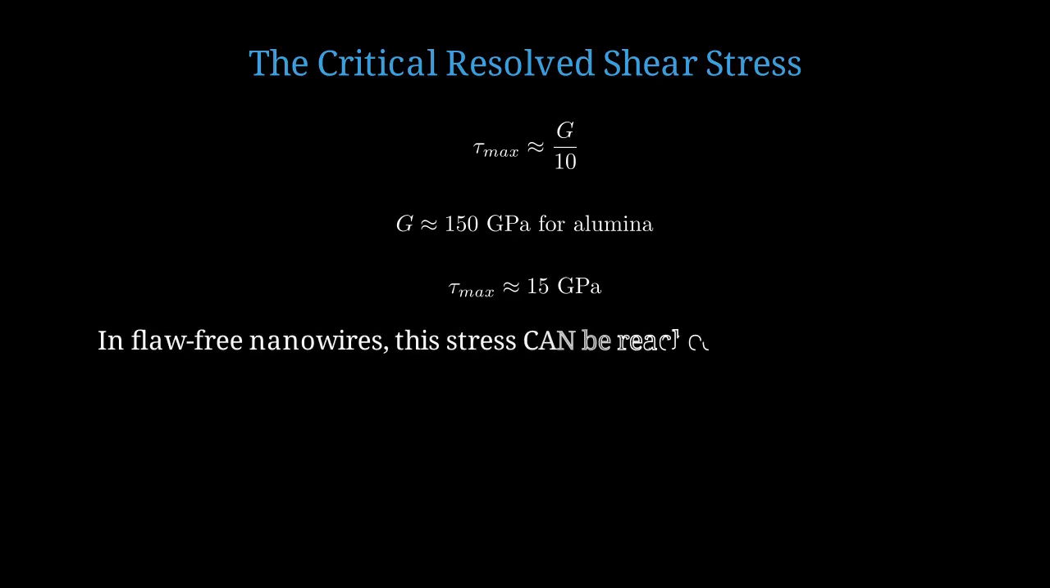There's a theoretical maximum shear stress that a perfect crystal can sustain before dislocations nucleate. It's related to the shear modulus. The maximum shear stress is approximately the shear modulus G divided by 10. This is the theoretical strength for dislocation nucleation. For alumina, the shear modulus is about 150 gigapascals. So the maximum shear stress is about 15 gigapascals. If you can reach stresses in this range without triggering crack propagation, dislocations can nucleate. In flaw-free nanowires, the absence of stress concentrators means you can actually reach these theoretical stress levels. That's when ductility emerges.